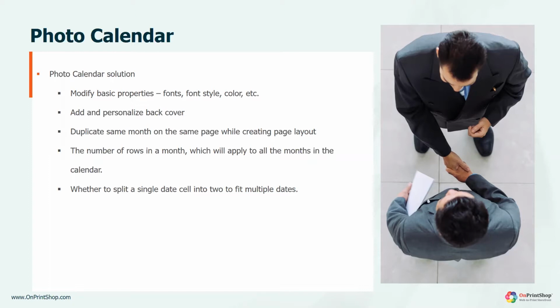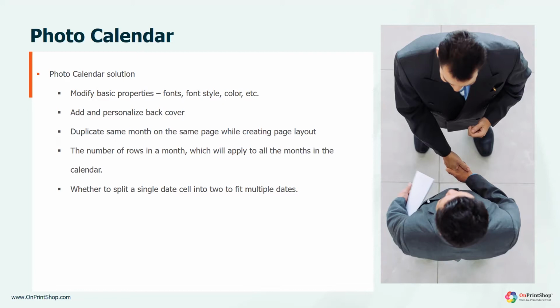Second, add personalize back cover. Previously customer can add only front cover, now they will be able to add back cover. Third, duplicate same month on same page while creating page layout from admin. Fourth, the number of rows in a month, which will be applicable for all month. Fifth, whether to split a single date cell into two to fit multiple dates.